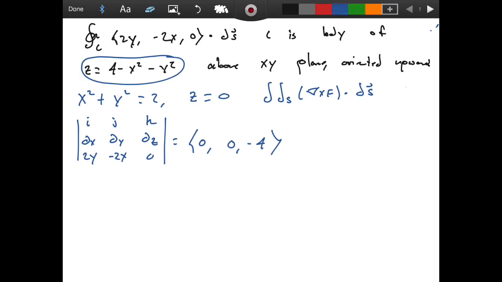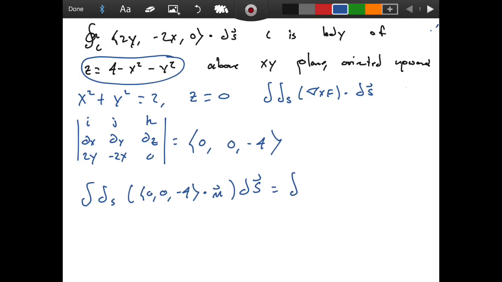Now remember that by definition, the line integral of a vector field is equal to the surface integral of this vector field, which is a surface integral of this scalar field. So now what is the normal vector? Well, the normal vector is just going to be 0, 0, 1. In other words, it's just going to be k, because the surface is a disk of radius 2 in the xy plane.